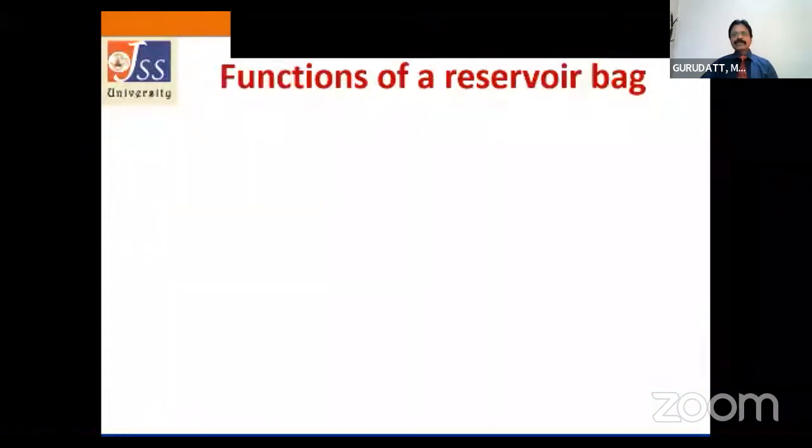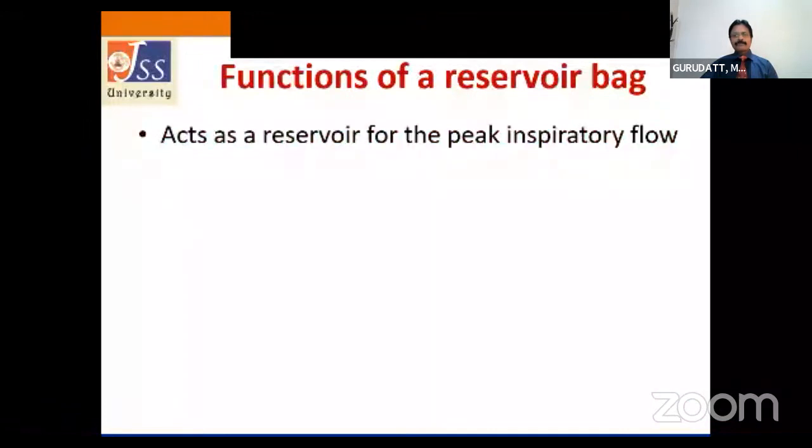Now, what are the functions of the reservoir bag? It acts as a reservoir, as the name itself says. It acts as a reservoir for the peak inspiratory flow rate of the patient. This is one answer that all the examiners want you to talk about. You just cannot say it acts as a reservoir. It acts as a reservoir for what? It acts as a reservoir for the peak inspiratory flow. So what is this peak inspiratory flow? It is usually about 3 to 4 times the minute ventilation.